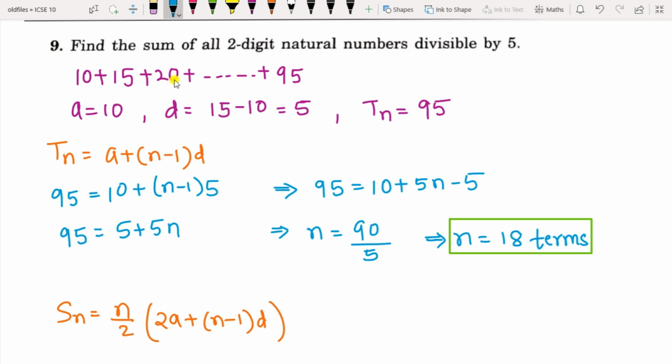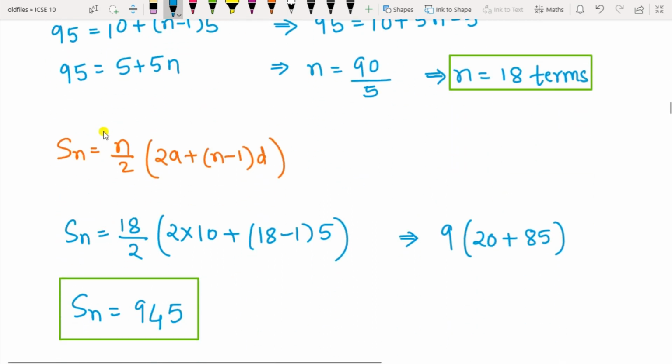So here there are a total of 18 terms, and to find the sum, apply the formula Sn equal to n by 2, 2a plus n minus 1 d. So n is 18 now, A as 10 and D as 5. You get Sn equal to 945.